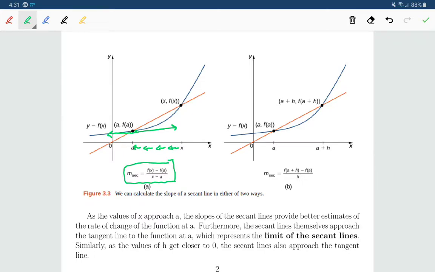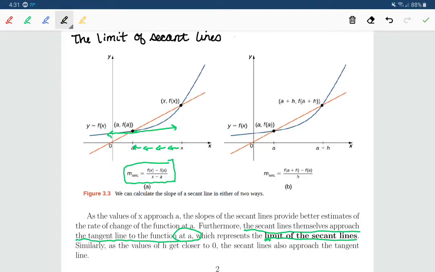And this is what this is saying then. Furthermore, the secant lines themselves approach the tangent line to the function at a. And the tangent line is the limit of the secant lines. And this is the key point here. The limit of the secant lines is the tangent line. So that's our big takeaway here. The limit of the secant lines is the tangent line.